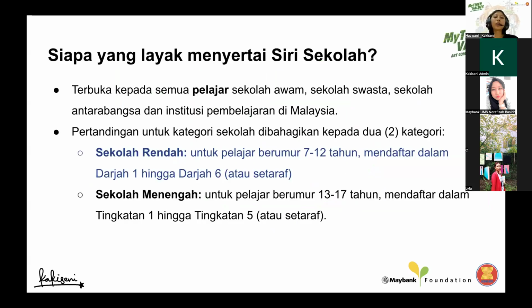Next. So, saya akan terangkan untuk siri sekolah dulu. This one nanti you akan share lah kepada you punya adik-adik, siapa yang berminat. So, kita untuk sekolah ni, kita buka kepada sekolah awam, kita buka swasta, antarabangsa dan semua institusi pembelajaran yang setara. So, kita ada dua kategori. Satu untuk sekolah rendah. Sekolah rendah kita buka untuk pelajar umur 7 hingga 12 tahun, darjah 1 sampai darjah 6. So kalau sekolah menengah pula 13 hingga 17 tahun, tingkatan 1 sampai tingkatan 5.